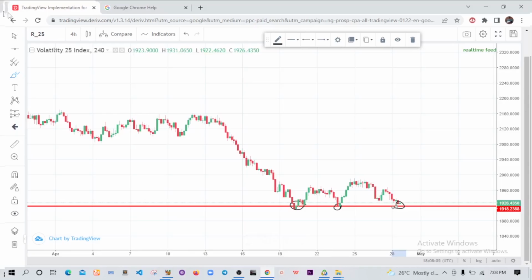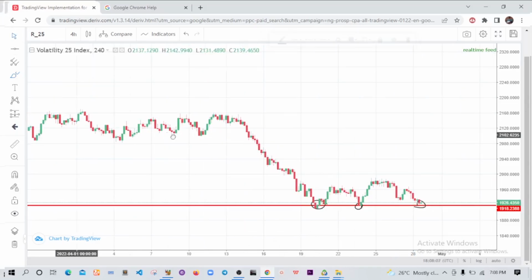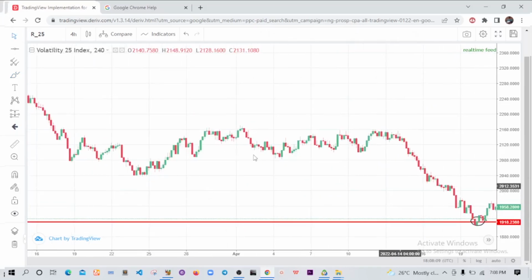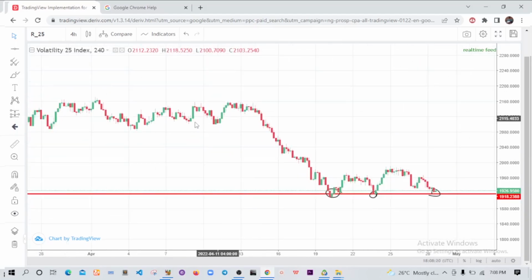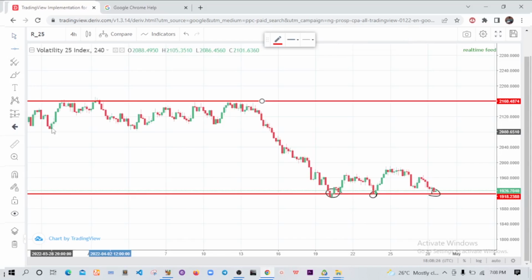Why I say you should not blindly hold this trade for a very long time is that if you look back, you will see there was a time something like this happened, and after it happened, the price kept going down. So we should also take note of these things. You can see the price was ranging all through this point.